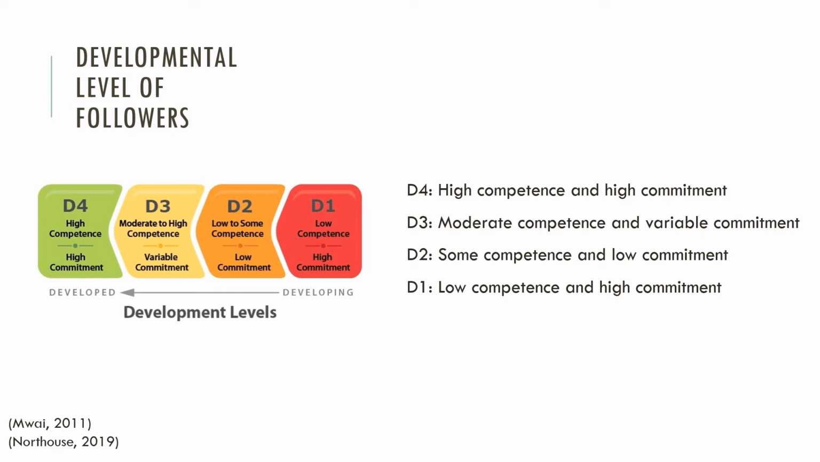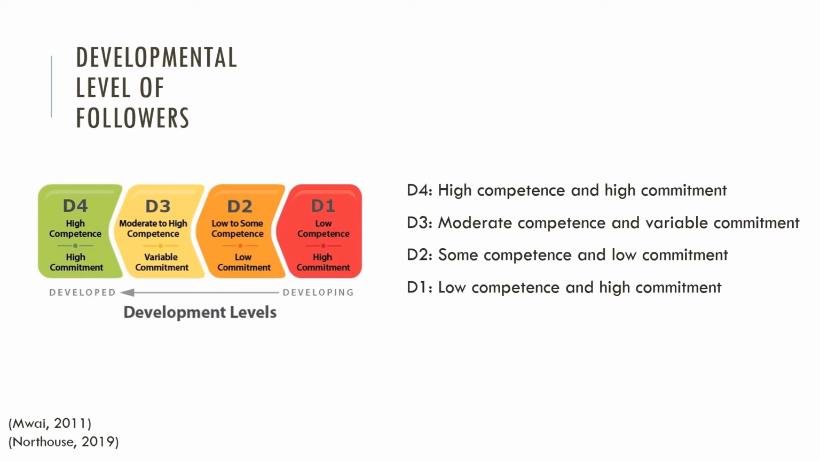As you can see on the far left of the figure, D4 shows high competence, high commitment. This is when the follower has the competence and confidence to perform. They are high in knowledge as well as the ability to work unsupervised. Next is moderate competence and variable commitment. This is when followers have the ability but are not confident to utilize it. These followers often know what to do but are doubting themselves, which makes them insecure to perform.